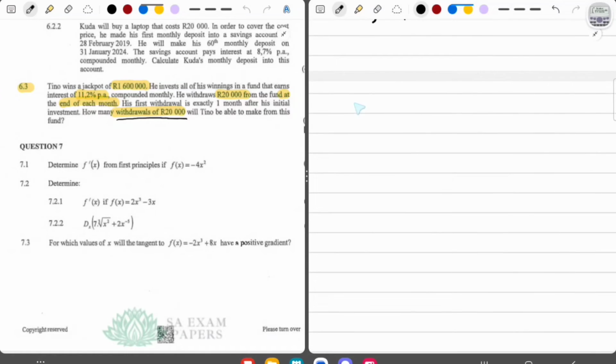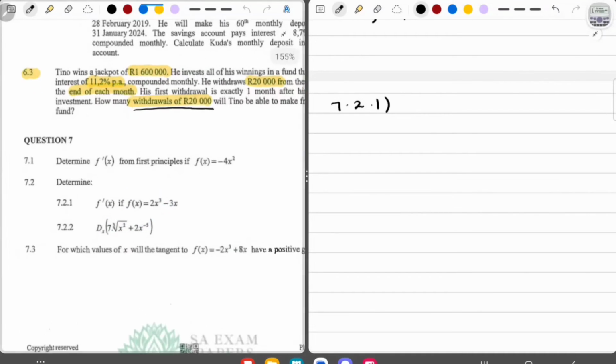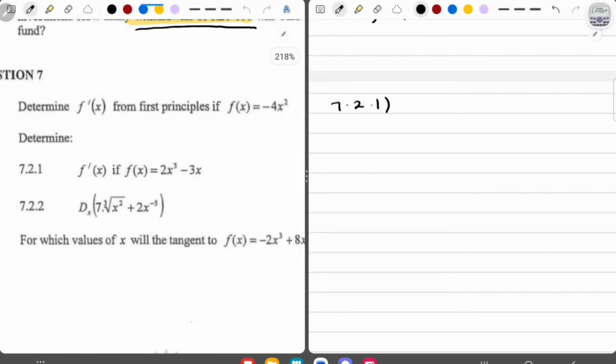The next question we have is 7.2. So 7.2, this is what we have. In 7.2, we have 7.2.1. You have to determine f prime of x if f of x is equal to 2x cubed minus 3x. So this is just from the rule, and this is a simple one, no complicated things. We're just going to derive that.